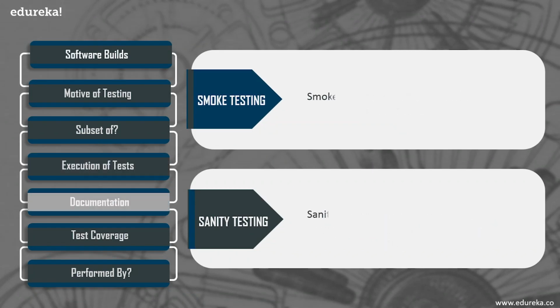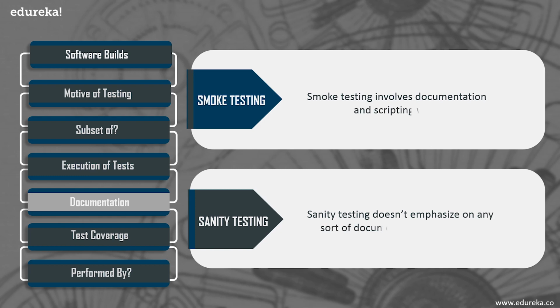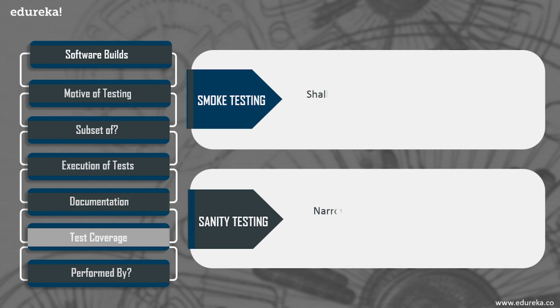Moving on to the next feature, documentation. Well, smoke testing involves documentation and scripting work, whereas sanity testing does not usually concentrate on any sort of documentation or scripting. Like I said, sanity testing is not a very deep kind of testing, so you don't need any sort of documentation or scripting here. And since smoke testing deals with core functionalities, it's necessary that you have documented whether the release build is working properly or not.